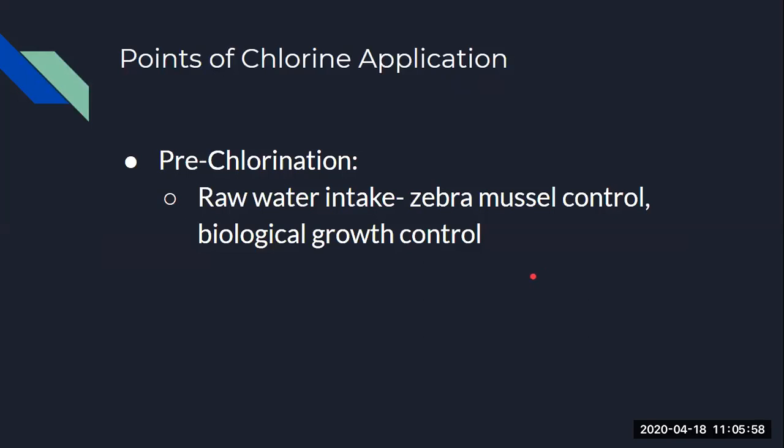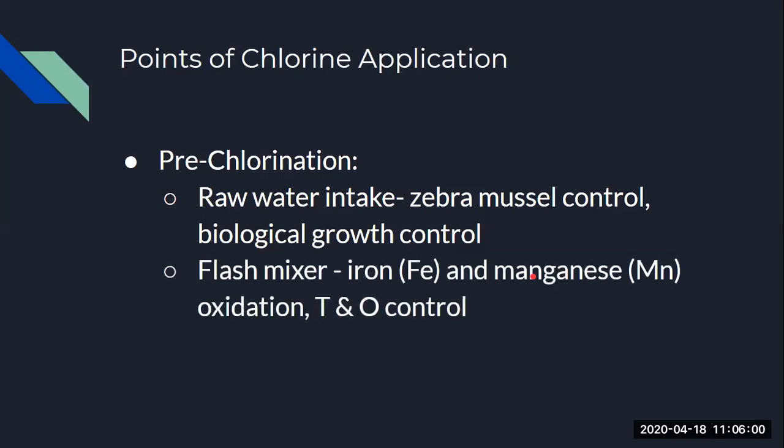So, the raw water intake, then the flash mixer, which is an area in the treatment plant where we have something like a fan that mixes the water, and there we add some chlorine. We add it so that we control the amount of iron in the water, or the form in which the iron is in the water, and manganese. So what we want to do is try to oxidize them. So we want to get iron ions and manganese ions.